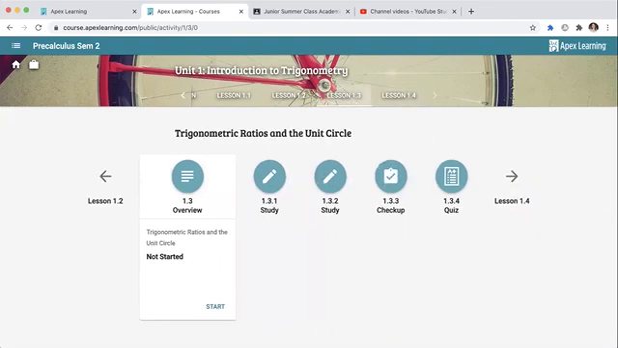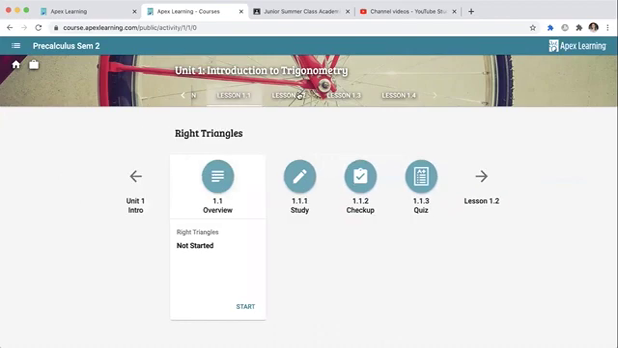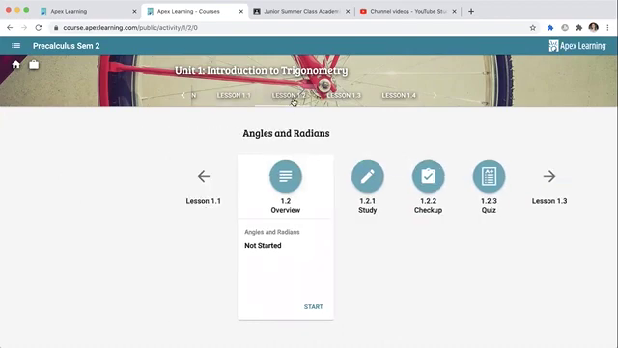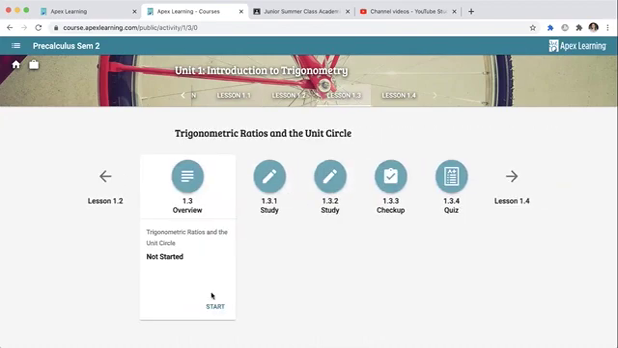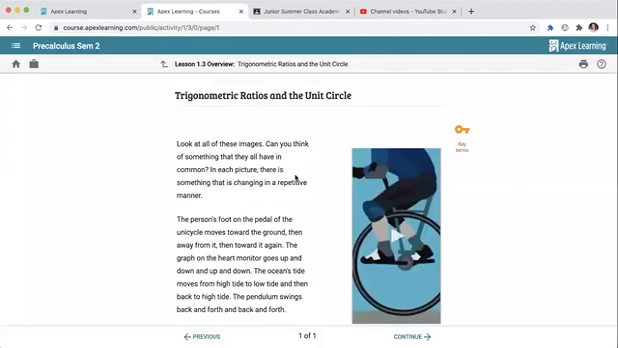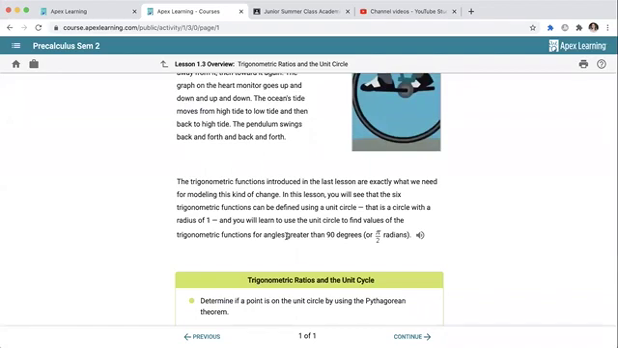Again, our goal every day is to cover about 2 lessons. Hopefully you were able to do these first 2 quizzes. The first one was on right triangles, and the next one was on angles and radians. Now we're going to move forward to this thing called the unit circle. And really, the unit circle is a circle that has a radius of 1.